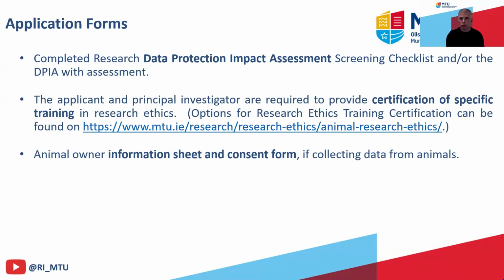If you're engaging with an animal owner, part of that process is that you're going to provide that animal owner with an information sheet and a consent form in order to progress to actually engage with the animal. As part of the application process, that information sheet and consent form needs to be included as well. This is where you're clearly outlining to the animal owner what's involved in the research, what the benefits and risks are, what's going to happen to data, and so on.